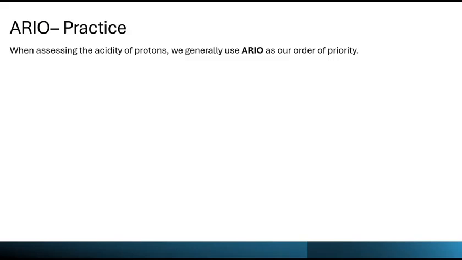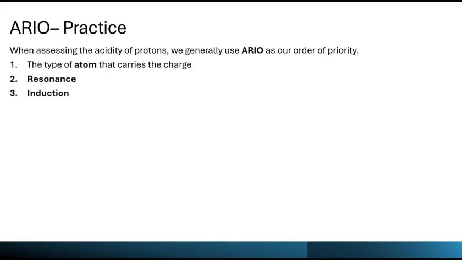Let's practice. When assessing the acidity of protons, we generally use ARIO as our order of priority. 1. The type of atom that carries the charge. 2. Resonance. 3. Induction. And 4. The type of orbital where the charge resides.